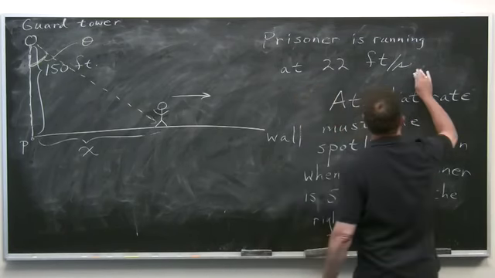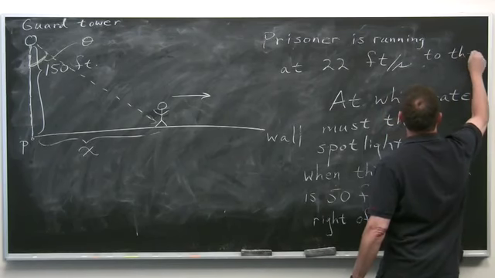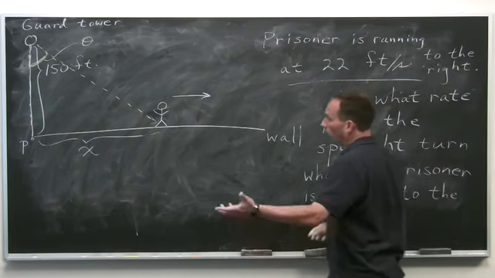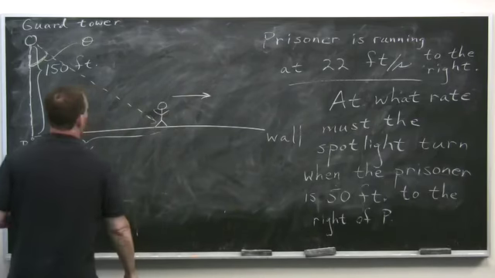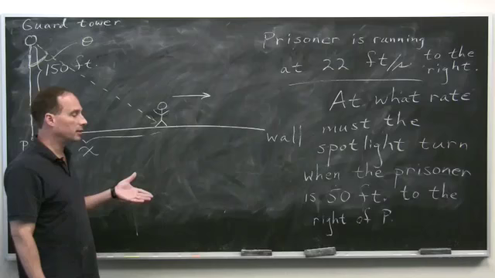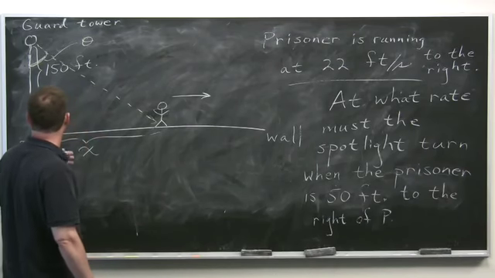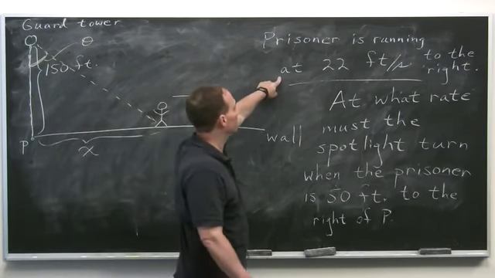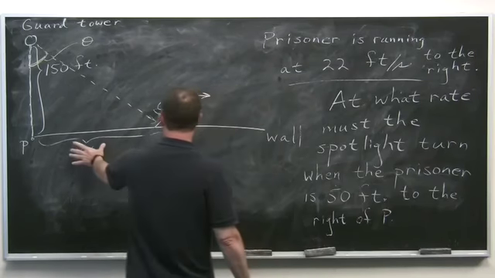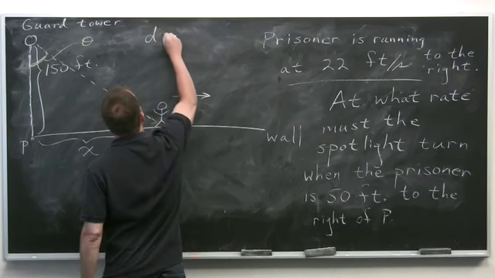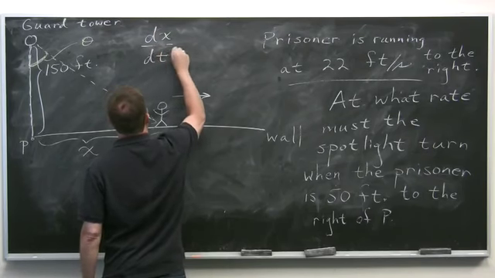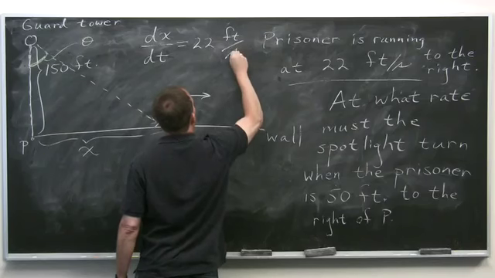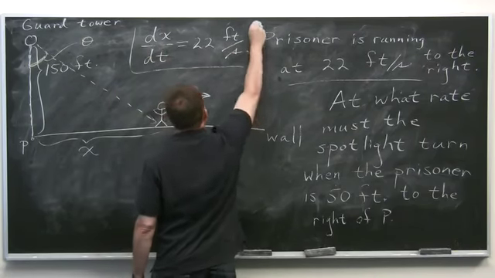At 22 feet per second to the right. All right. So, what do we do? Well, it's a trig problem, some kind of trig problem. We need to write an equation that relates x and theta. Why? Because the prisoner's running at 22 feet per second, which is dx/dt. We are told that dx/dt, at all times, is 22 feet per second. That is what we're given.